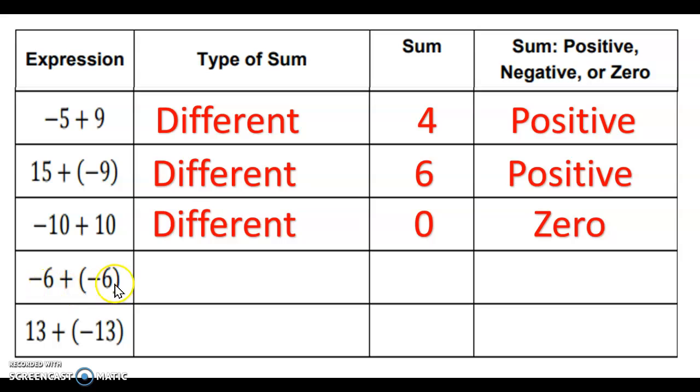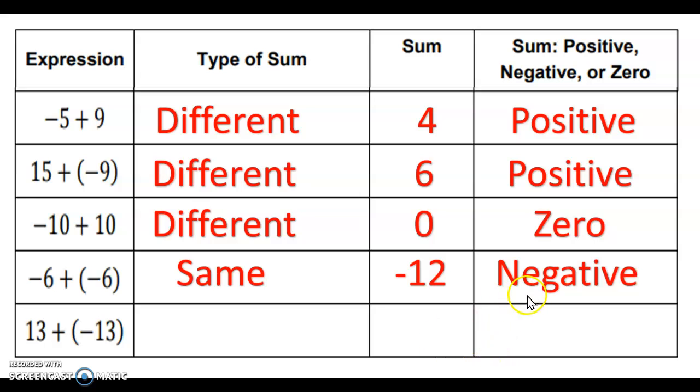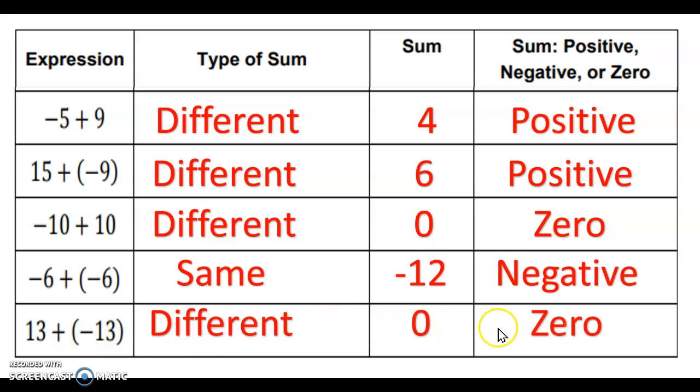Now be careful, this one is not 0. Negative 6 plus negative 6, they have the same sign, so you're going to add. So we end up with a negative 12. That's negative. This one, they are different signs, so we're going to subtract. We get 0. Again, just keep 0.